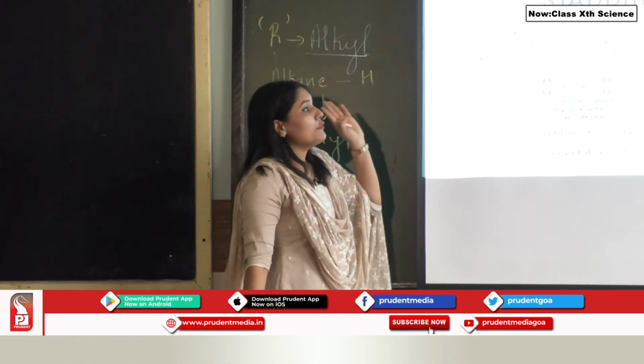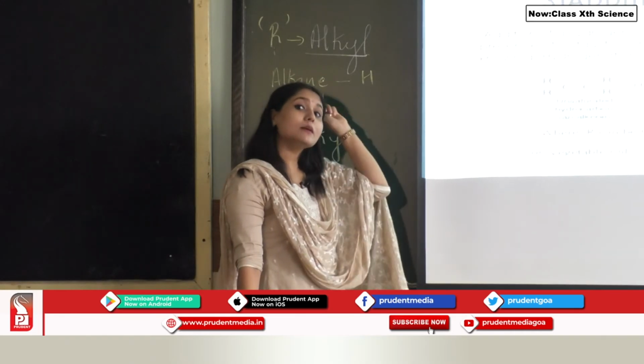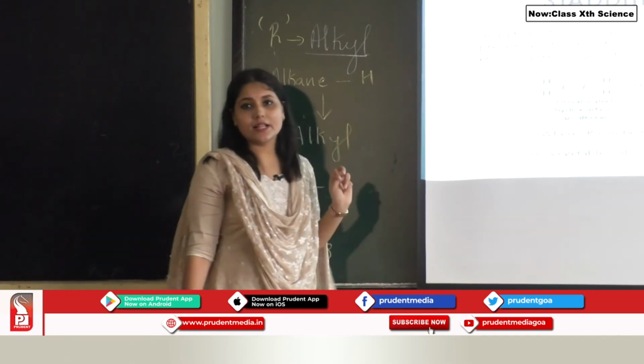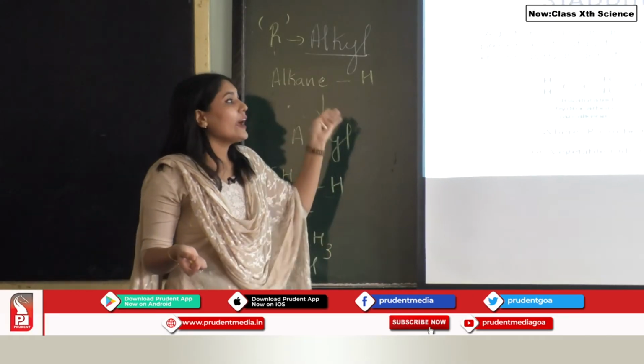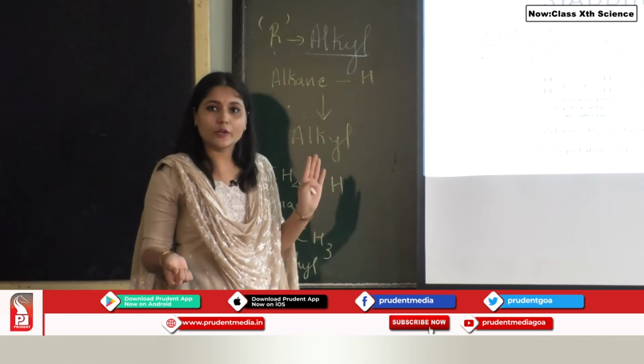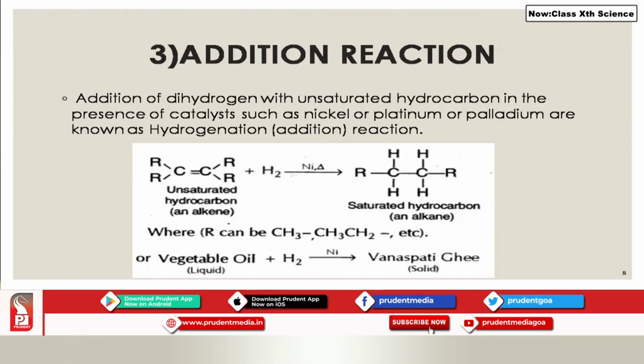So there were 4 alkyl substituents in the reactant, but if you look at the product, there are 2 alkyl substituents. What has happened to the other 2 alkyl groups? They have been replaced by the hydrogen group. So you see, an unsaturated hydrocarbon can be converted to a saturated hydrocarbon using the addition reaction in the presence of nickel as the catalyst.